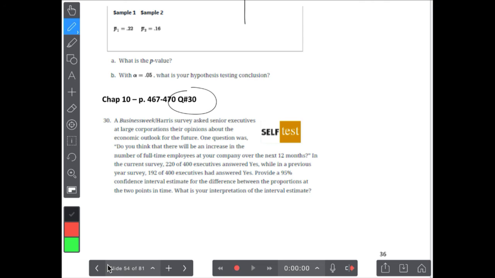So that one is a confidence interval estimate. And then you could go ahead and say, okay, let me use the same significance level and do a hypothesis test whether or not there's been an increase in the improvement in the economic outlook and so forth.